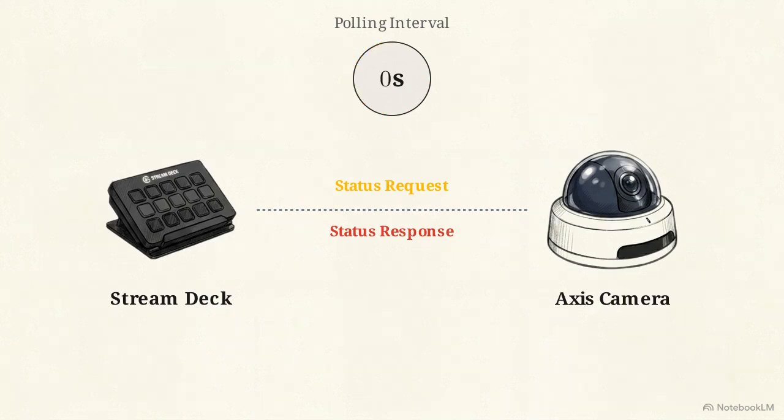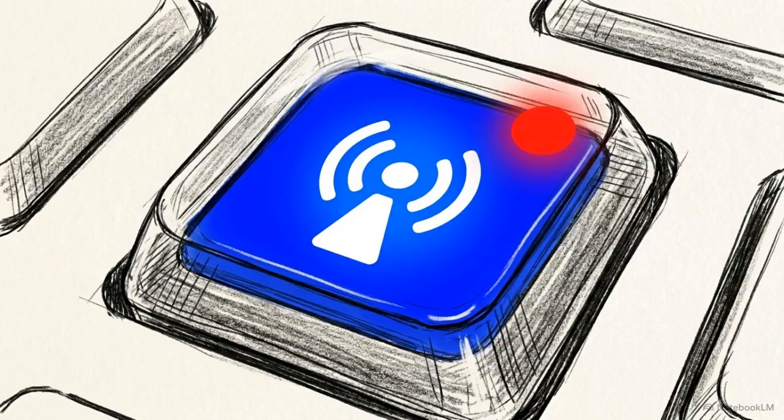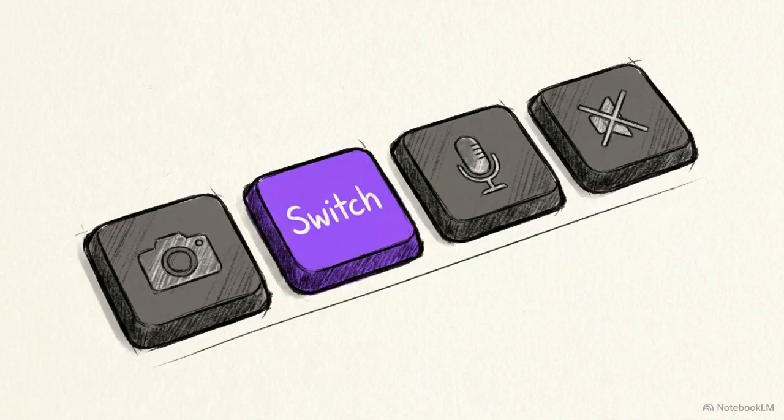It checks the camera status every 3 seconds while the keys are visible. When you press a stream key, the display shows starting while the connection is being established. Once the broadcast is live, a solid red tally dot appears on the key, so you can see your on-air status at a glance. Other actions use different indicators.